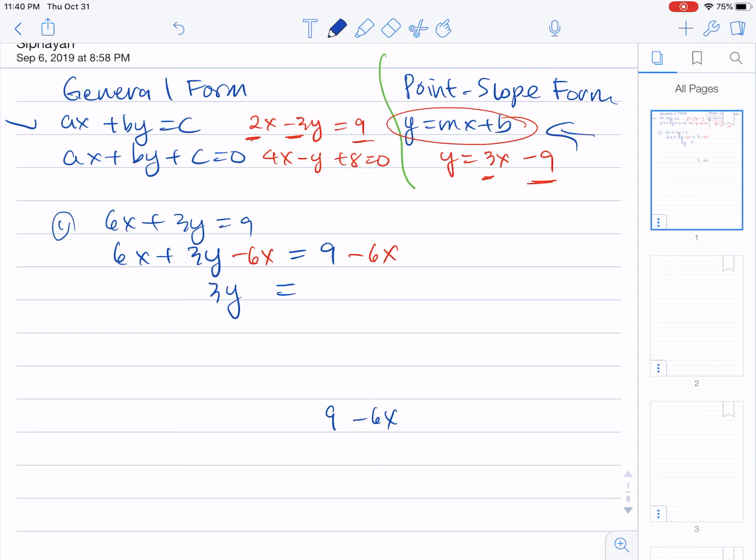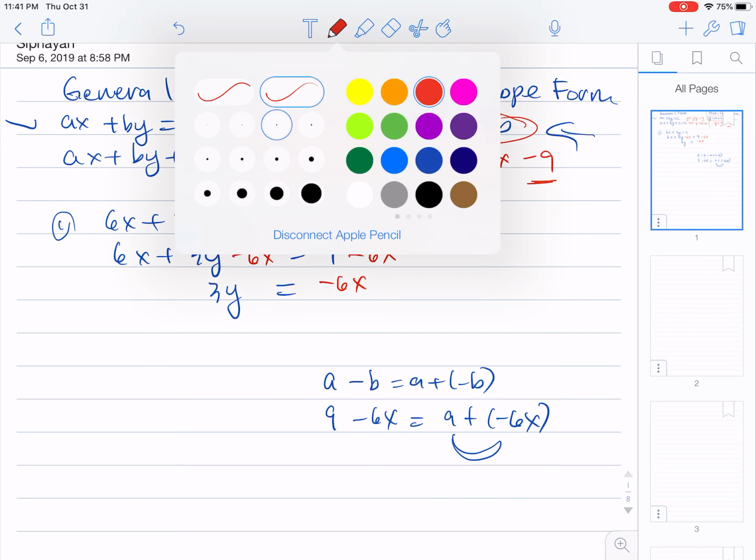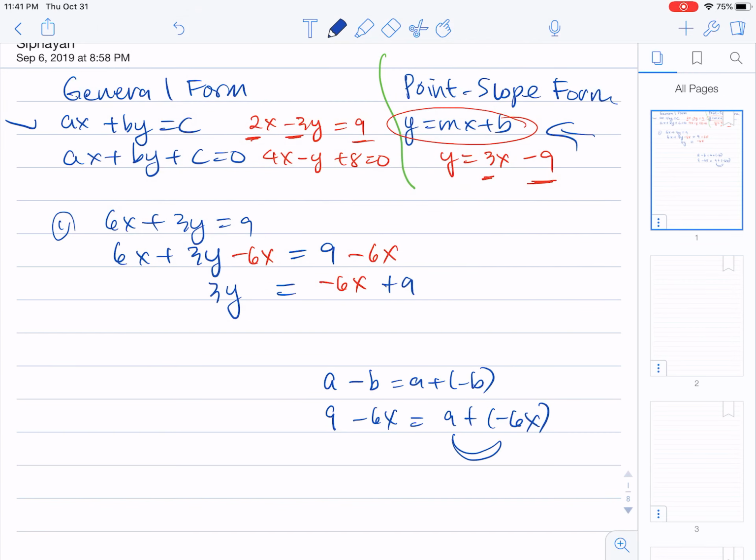Naalala nyo yung palagi ko tinuturo sa inyo na pag sinabi mong a minus b is the same as a plus negative b. So, yung 9 minus 6x can be written as 9 plus negative 6x. And addition is commutative. Ibig sabihin, pwede mong pagbalik-baliktarin yan. So gagawin na lang natin siyang negative 6x. You want to keep the color. So, negative 6x. And then, plus 9. Okay?